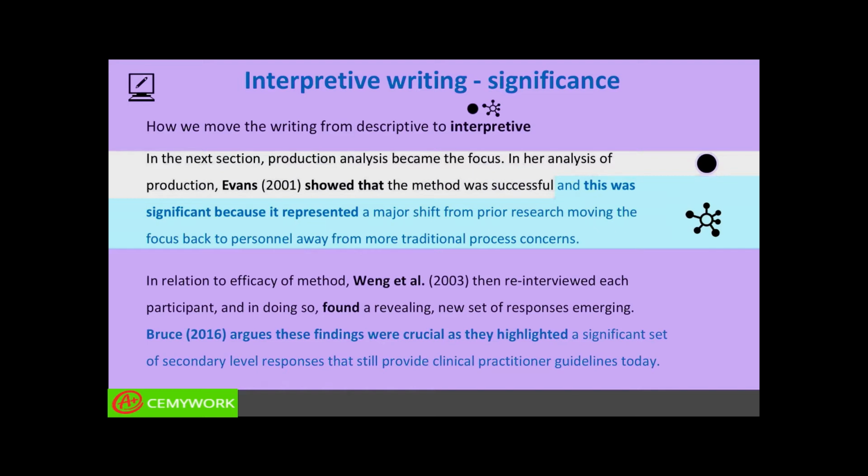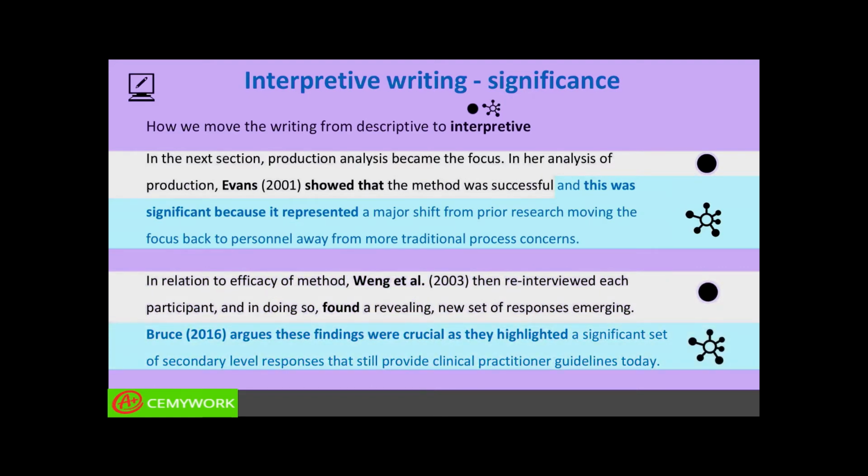Take 30 seconds to read this again. You'll see a similar thing going on. We have a descriptive element, Weng et al. found something, and then an interpretive element where Bruce argues why these findings were crucial, why they were important. So when we're using this language, this was significant, this was crucial, we're flipping the writing, we're moving it from descriptive to interpretation, the critical component.